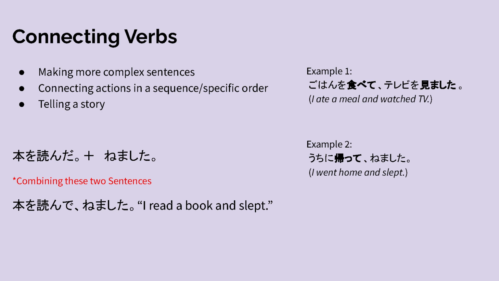Same with these. I ate a meal, then watched TV. Gohan o tabete terebi o mimashita. And then example 2, I went home and I slept. Uchi ni kaette nemashita. Kaeru, a reminder, I will probably say this for all of my beginner lessons just because you just gotta know it. Kaeru is not a ru verb. It ends in ru, but it is deceptive, so we have to conjugate it like a group 1. So you drop the ru and add te with a small tsu in there. So kaette. So uchi ni kaette nemashita.